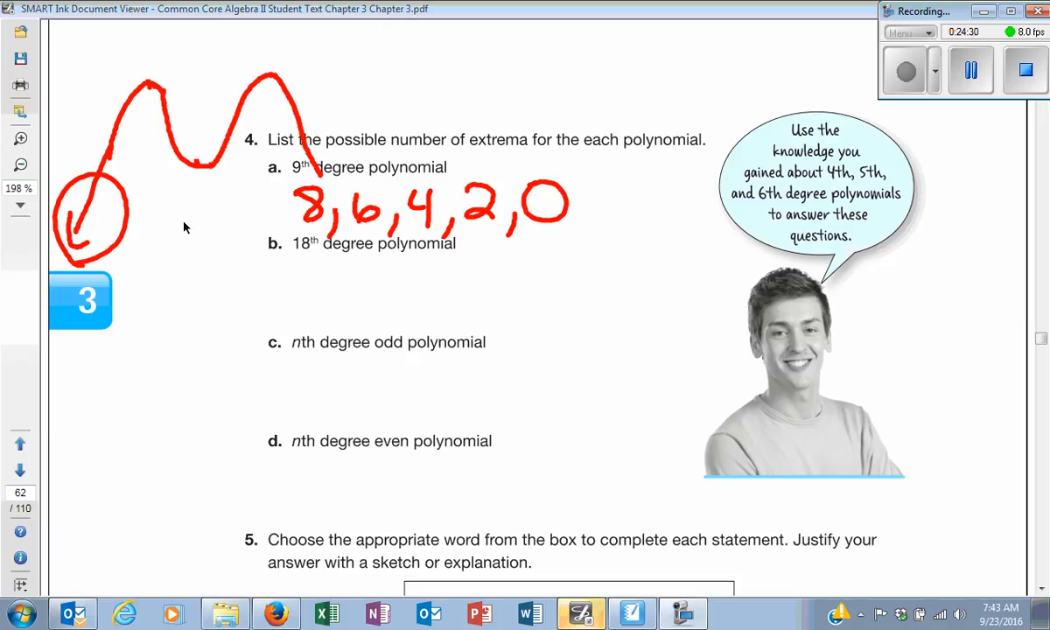What way did this thing start? Down. Can it end down? Why? Because it's an odd degree. Are you with me? Could I turn this thing back up and just keep on going forever up? Yes, because that would be 1, 2, 3, 4 extremas. Is that possible? Yes. Could I keep going? Yeah. So we got 1, 2, 3, 4, 5, 6, 7, 8. Is that a possible graph for this type of 9th degree term?